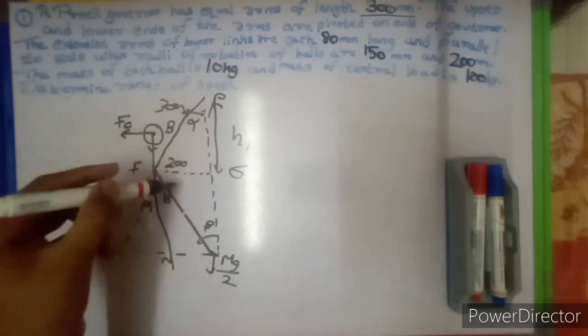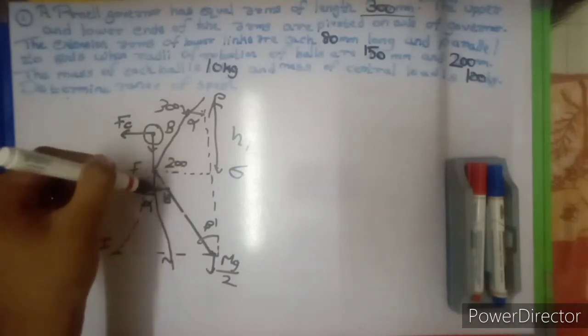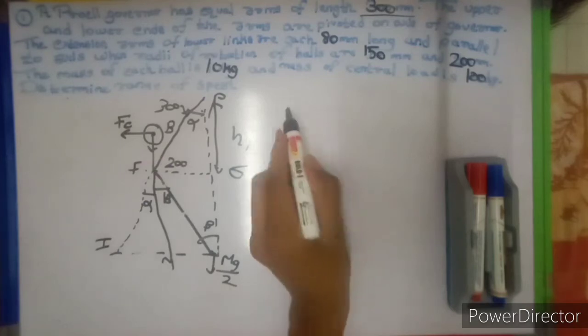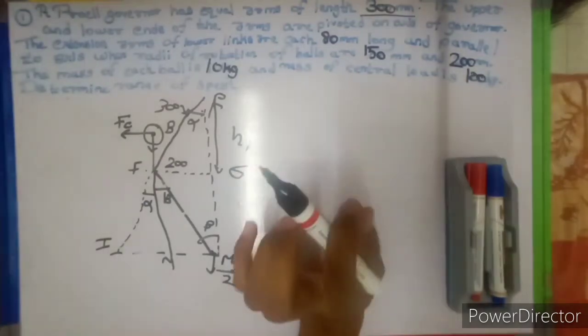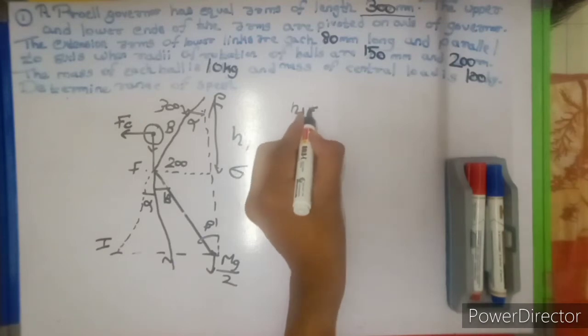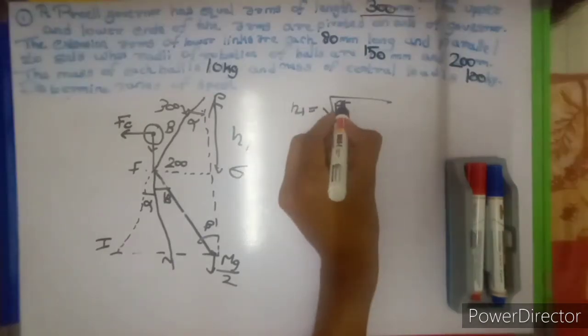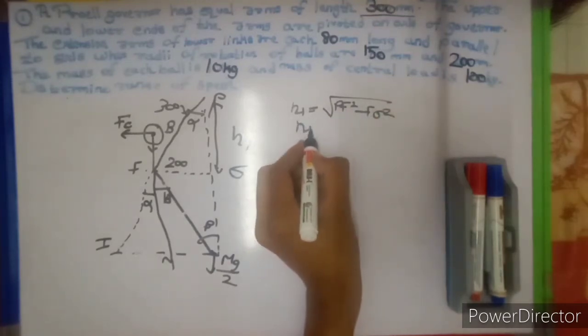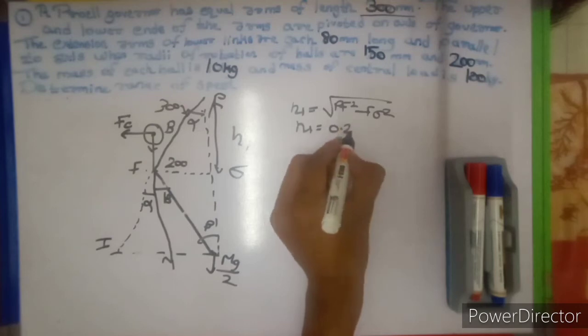See, everything is same. Only difference is 200. So exactly you have to do the same thing. The Pythagoras theorem you have to apply. Then you will find H1. Pythagoras theorem you have to apply again. PF minus FG square. So here 200 square. 300 square minus 200 square is 240 mm.